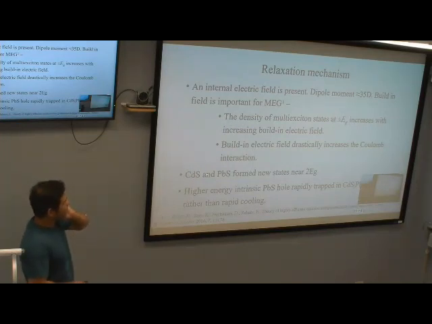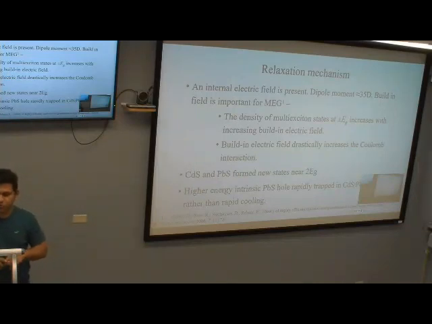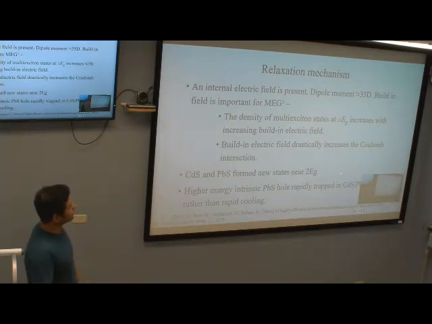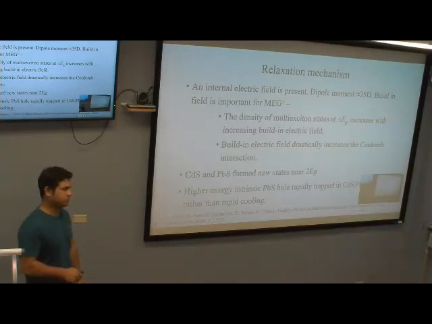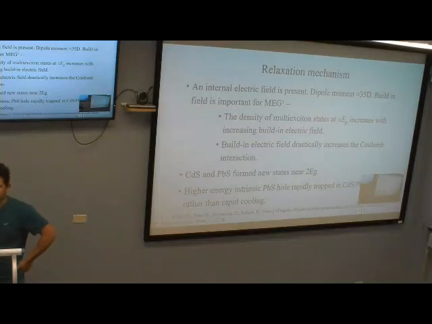Another thing is that cadmium sulfide and lead sulfide form a new state near the band gap. It's kind of a Tamm state. They have overlap in this region, so that helps to minimize the threshold energy. If you excite close to 2.2 times the band gap, it's sufficient to get multi-exciton generation. At higher energy, intrinsic lead sulfide holes are rapidly trapped. These are the main points: the hole is rapidly trapped on the interfacial states, so it slows down the relaxation for the hole and ultimately leads to multi-exciton generation.